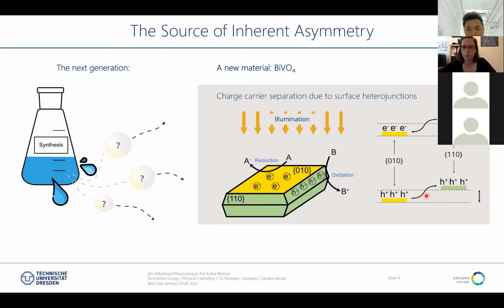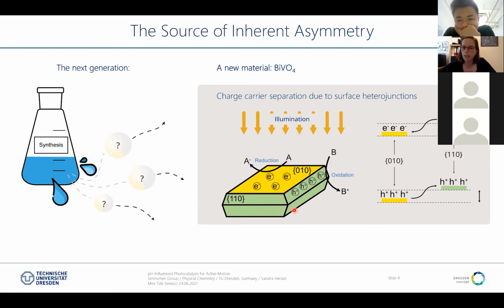So basically, you have a type 2 heterojunction here, and when you excite with light and create electrons and holes, then electrons will migrate to the 010 facet and holes to the 110 facet on the surface of this particle, which you can also see here in the scheme. Holes will go to the sides of the particle and electrons to the top and the bottom, because this is just where the facets are.